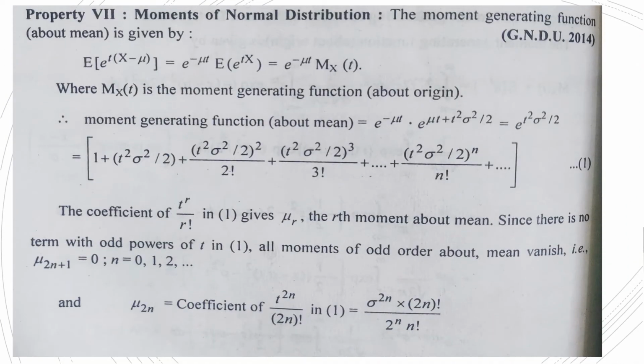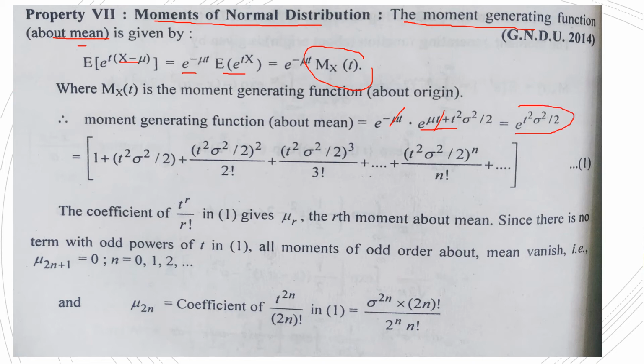Further, we have to find the moments of the normal distribution. Here we will take the moment generating function about the mean. In order to find it about the mean, we will take x minus mu. It will break into e raised to the power minus mu t times E(e^{tX}). Now this is the moment generating function, and we have already found it in the previous slide. This is the formula e raised to the power mu t plus sigma square t square by 2. So this will be cancelled, and we will only get this expression.